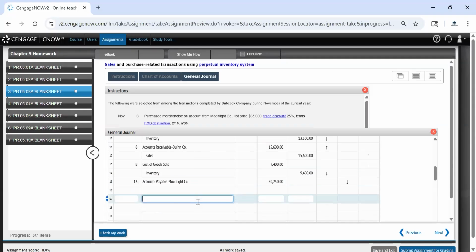Now we have to account for our discount, which is 2% of this balance, and that would be $1,005. Then the remaining balance is our cash that we paid on this invoice, and that's $49,245.